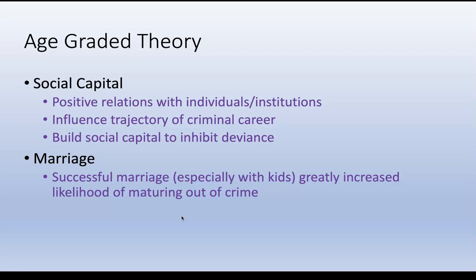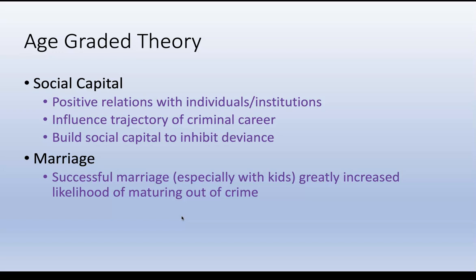Something else that Sampson and Laub talk about within the age-graded theory was the importance of social capital. Social capital is basically positive relationships with individuals or institutions, and this very much influences the trajectory of a criminal career, because building social capital supports conventional behavior, which then inhibits deviant behavior. So it could be things like marriage, a career, military service, really anything where the social capital is growing. And when it's growing, you're gaining these positive definitions and these positive relationships.